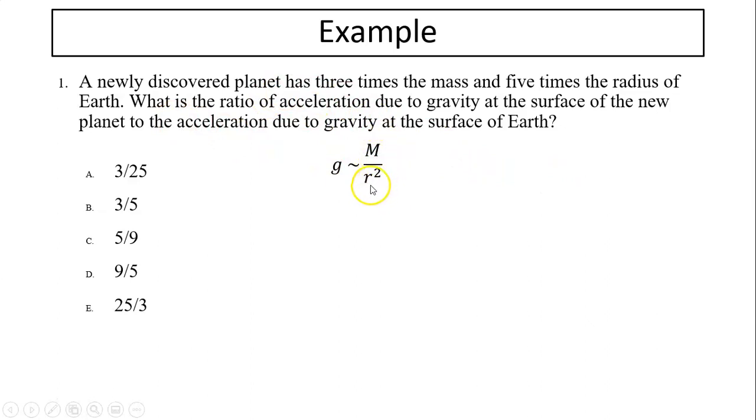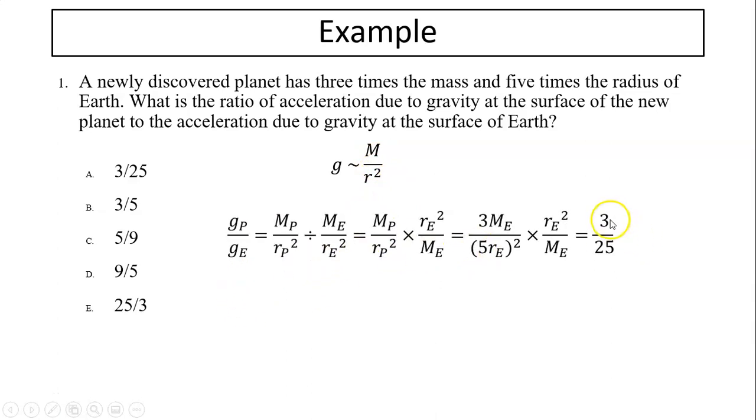So 3 over 5 squared, right? When you divide by a fraction, you multiply by its reciprocal. Mp is 3 Me, Rp is 5 Re, so Me cancels, and Re squared and Re squared cancel. This is 5 squared times Re squared, right? So this becomes 3 over 5 squared, which is 3/25.